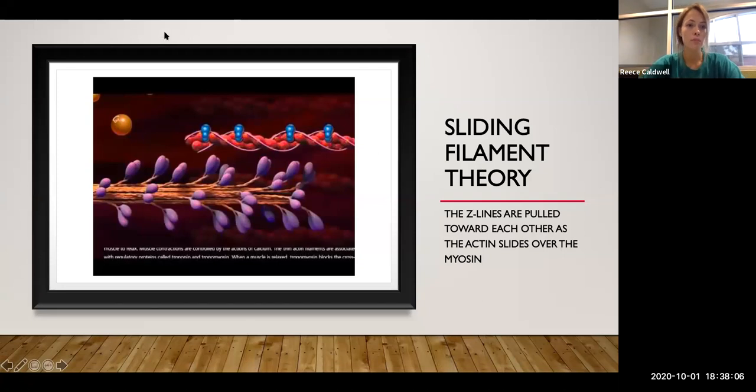So just for my lab, the general thing I want you to know for sliding filament theory is that those Z lines are pulled towards each other as actin slides over the myosin. Well, in sliding filament theory, the Z lines are pulled towards each other due to actin and myosin.